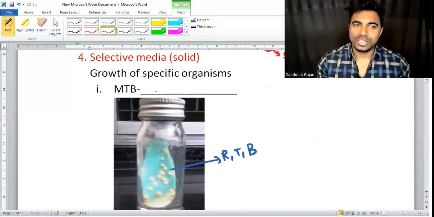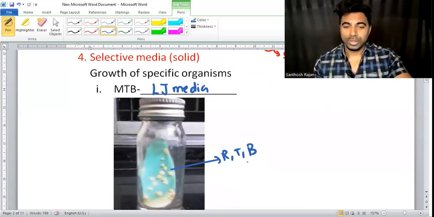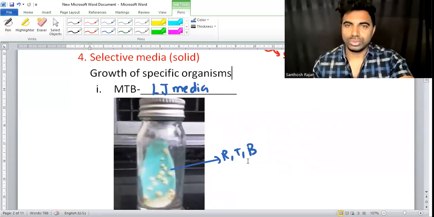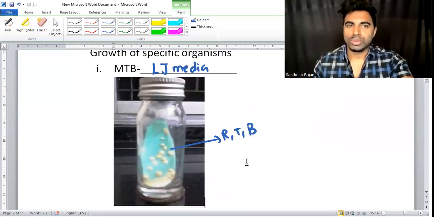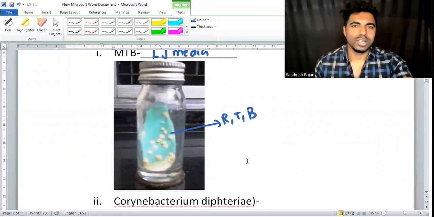Can I get an answer? This is your LJ media, Lowenstein-Jensen media. LJ media is also an enriched media, and also it is a special media for Mycobacterium tuberculosis. It takes 2 to 3 months, a longer period, to grow. That's why in TB, what is the best one? We use MGIT for fast culture. Okay, we'll talk about it in the TB section.